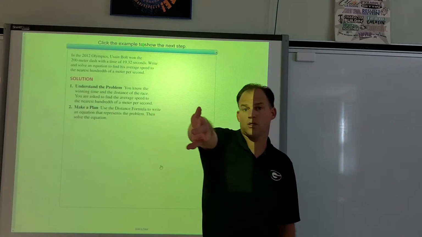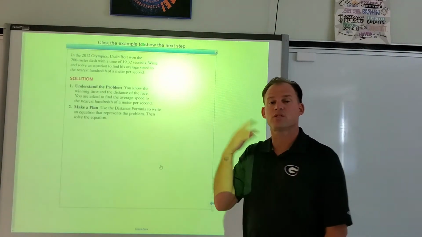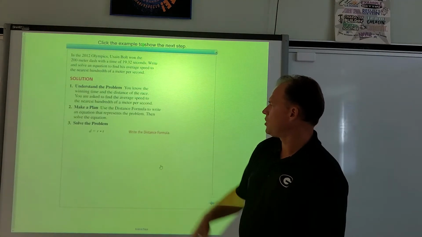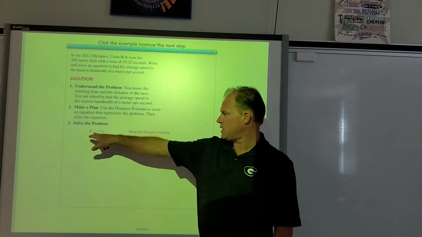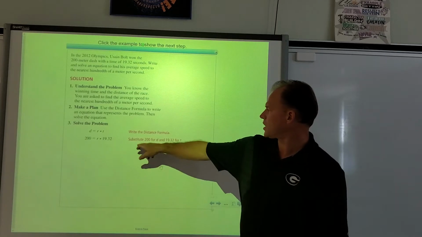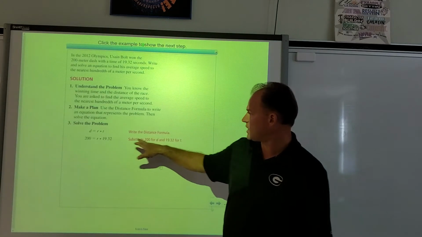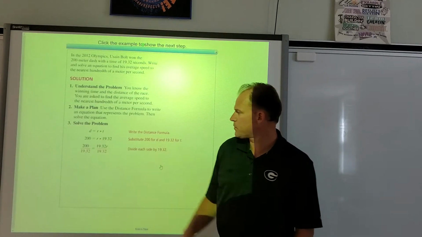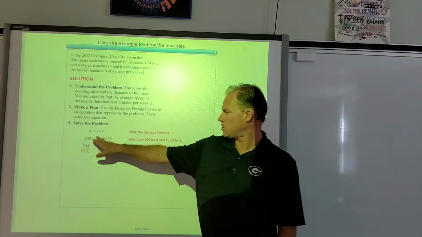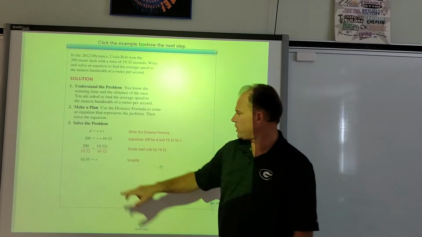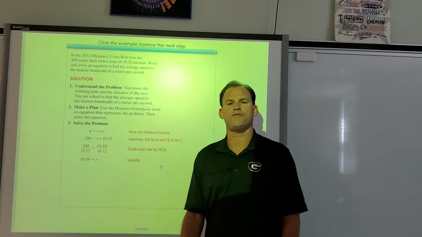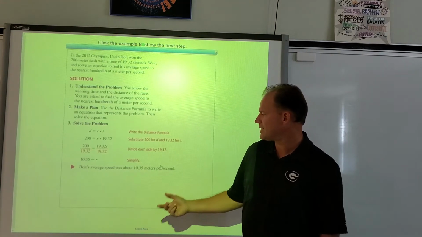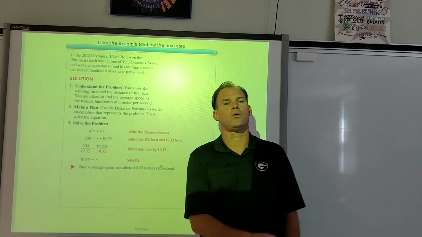So you make a plan. Distance formula, we touched on this last week. D equals RT, that's an equation that's going to pop up frequently. You should know that one. All right? Solve the problem. Write the distance formula, D equals R times T. Substitute what you know. 200 is D for the distance, 19.32 for T for time, and then we solve the equation. It's a multiplication equation. We divide to solve the equation. We come up with 10.35 for R. That is 10.35 meters per second for Usain Bolt.